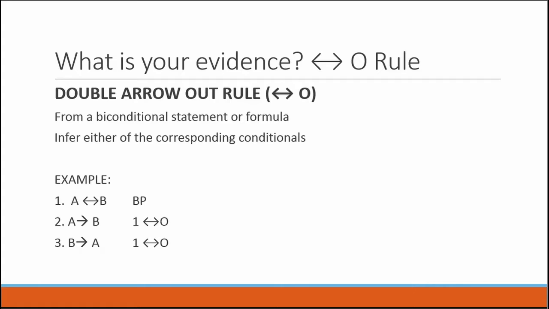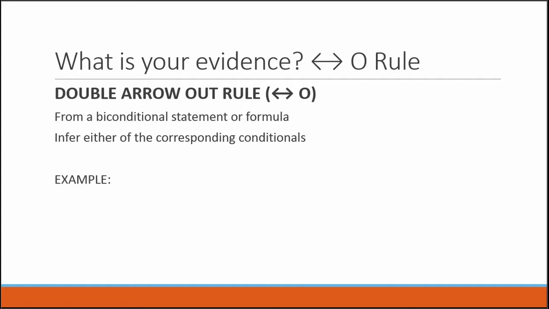So notice that these conditionals on lines 2 and 3 are the corresponding conditionals to the biconditional on line 1, because the antecedents and consequents of the conditionals on lines 2 and 3 match the formulas that the biconditional joins on line 1.